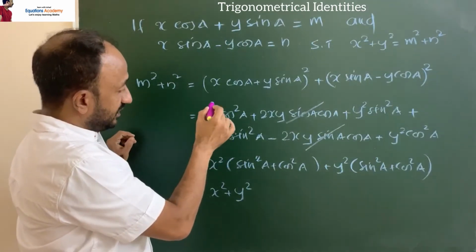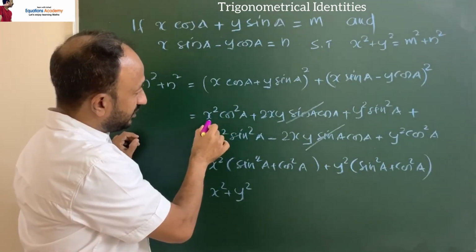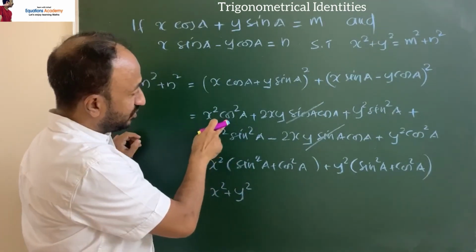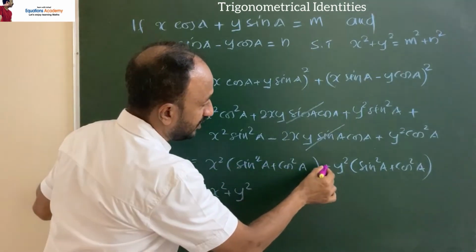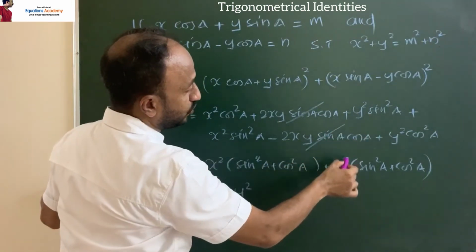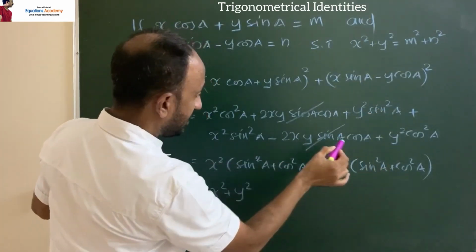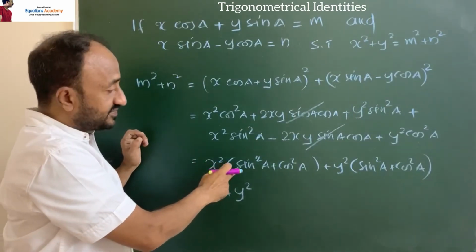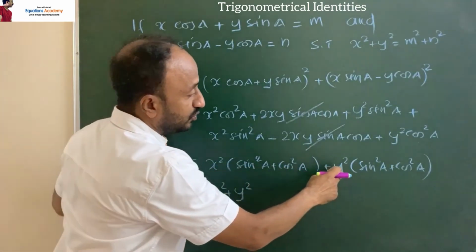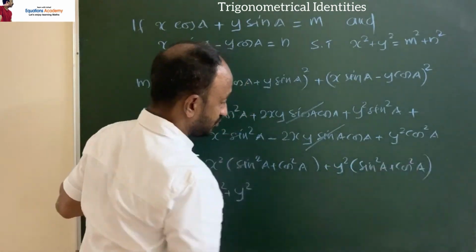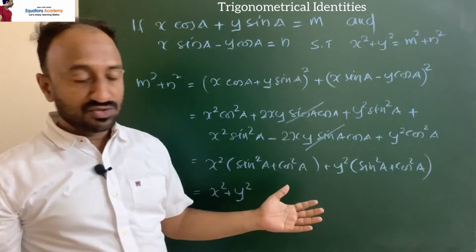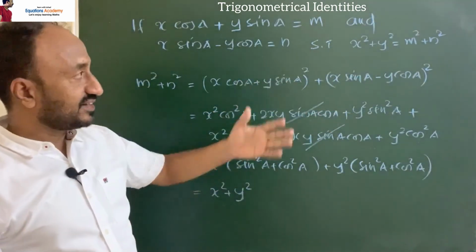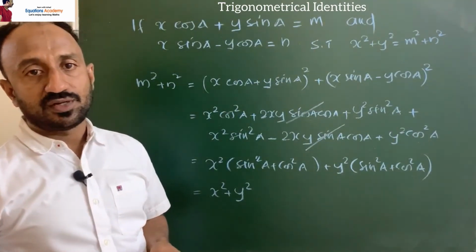From here take x square outside, so x square into sin square A plus cos square A, plus again take y square from here, so y square into sin square A plus cos square A. So we got x square into sin square A plus cos square A plus y square into sin square A plus cos square A. We know that sin square A plus cos square A is equal to 1. So we get x square plus y square. So we proved x square plus y square equal to m square plus n square.